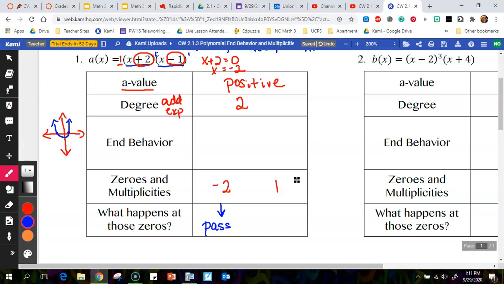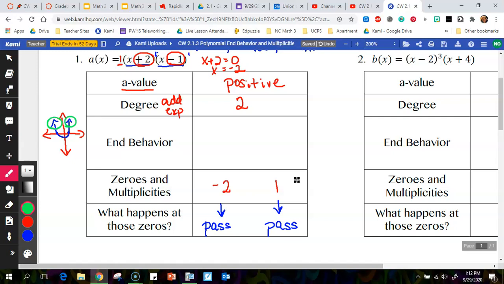And the exponent is a 1 right here, that is also a pass. So that's why I just do those arrows and say, all right, this is what's happening. In behavior, if you remember, in behavior is all about those arrows. Okay, so this arrow right here and this arrow right here are what I'm looking at for in behavior.